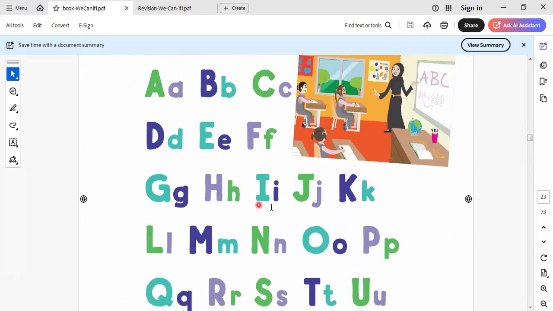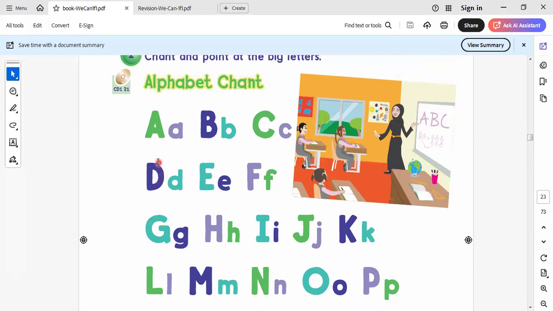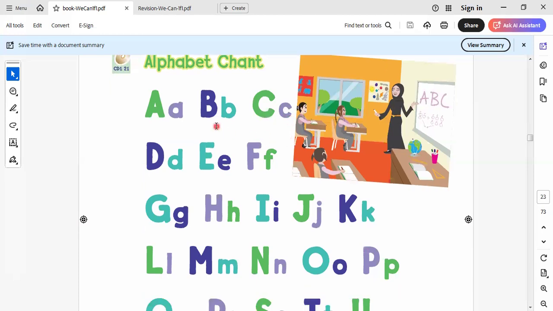Okay. Here are the letters. This is the alphabet. Let's revise together. Capital A and small a. Capital B and small b. Capital C and small c. I think you know it. Okay. I will revise with you to remind you of the alphabet.